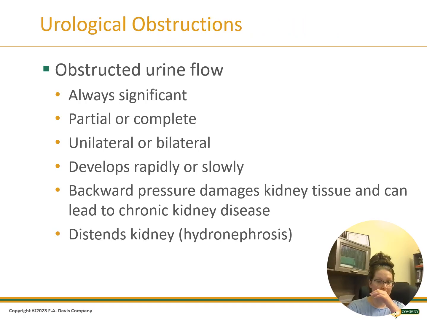Okay, so next we have the obstructed urine flow. This is always going to be significant, whether it's partial or complete. It can be unilateral or bilateral, meaning it could be obstructed coming from one kidney or both kidneys. So this can develop rapidly or slowly. So basically, if you get the gist, it can kind of look like anything. But what we're worried about is that backward pressure damaging the kidney tissue. There's a pretty good picture that is coming up.